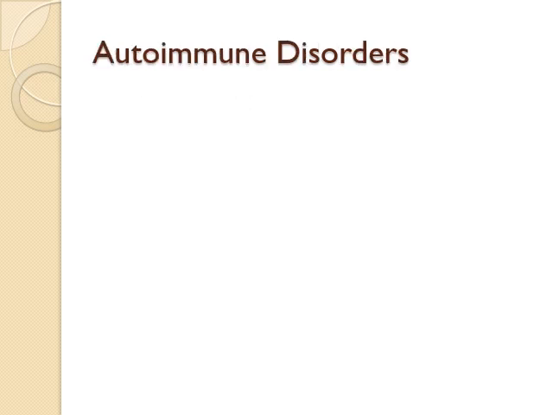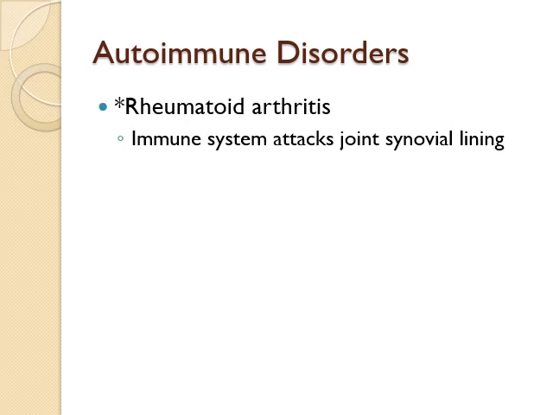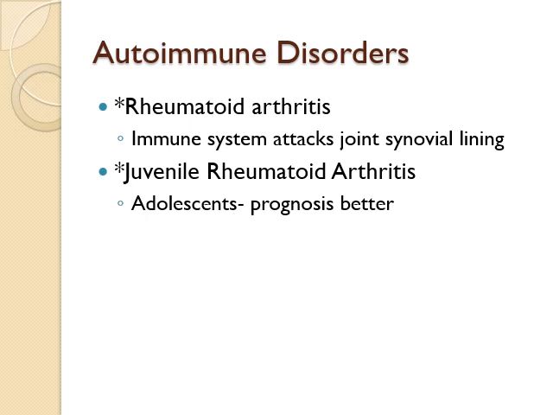Autoimmune disorders. We had mentioned autoimmune disorders at the beginning of this talk. It's basically any condition where the body's immune system attacks itself and attacks the healthy tissues. Rheumatoid arthritis is when the immune system attacks the joint synovial linings. There's juvenile rheumatoid arthritis, and typically adolescents will get this, and usually the prognosis with this is pretty good compared to someone who's older and gets diagnosed with rheumatoid arthritis.